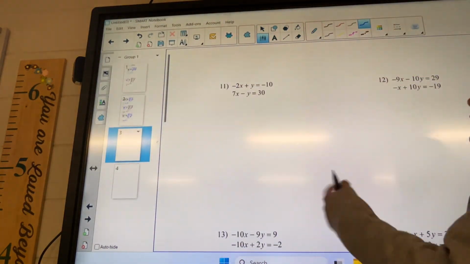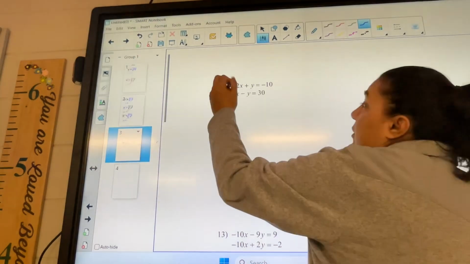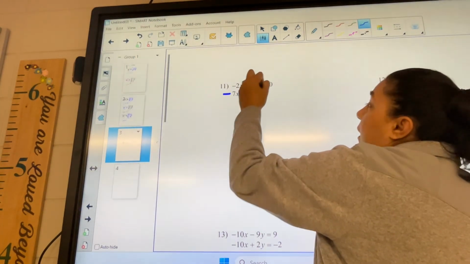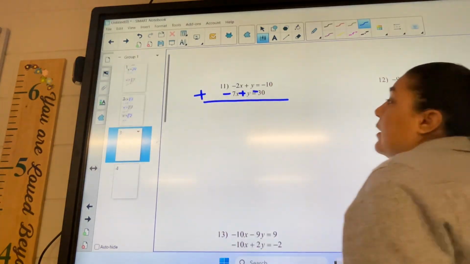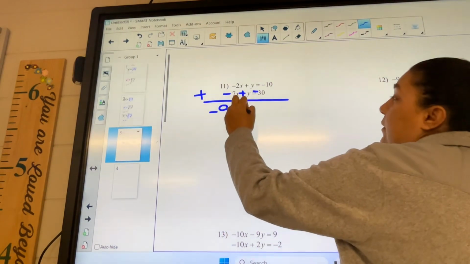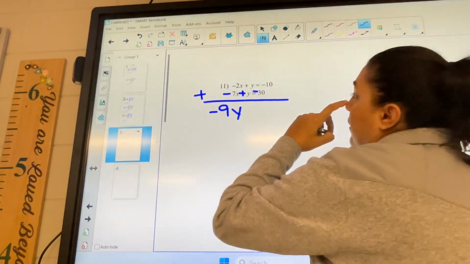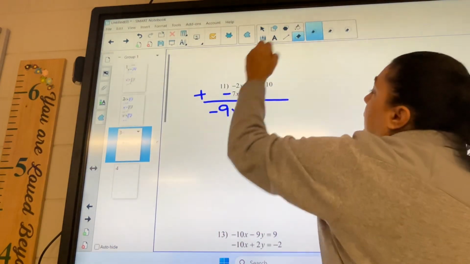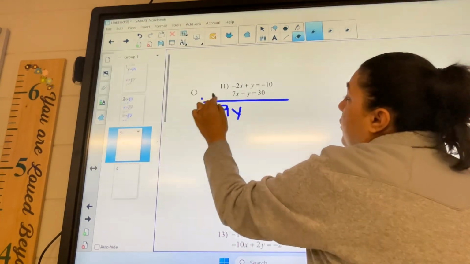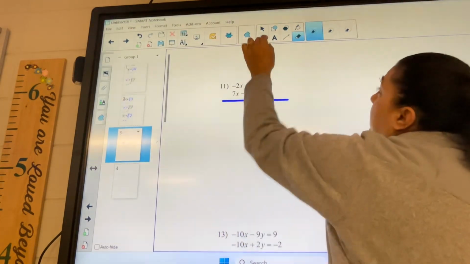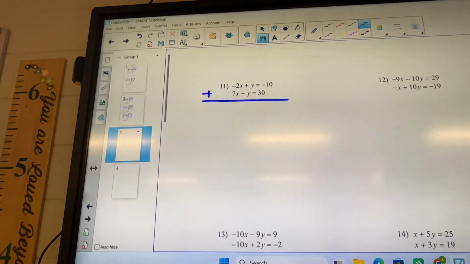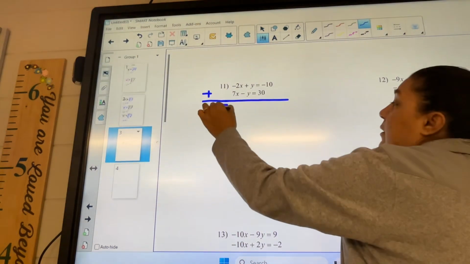Okay, 11, the y's are going to cancel, but they are the same sign, so we need to change. So it's going to be a negative 7, a positive y, and a negative 30. Negative 2 plus a negative 7 is going to be a negative 9x. Wait a second. Oh, I do not need to change. They are different signs on the y. That's my bad. So we can just add them together. So negative 2 plus 7 is going to be 5x.